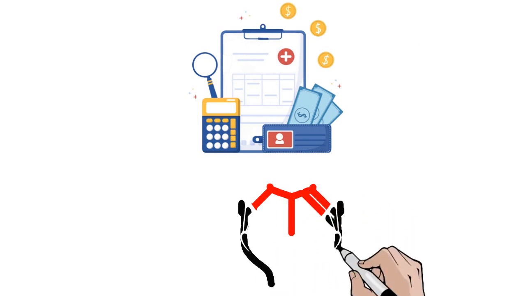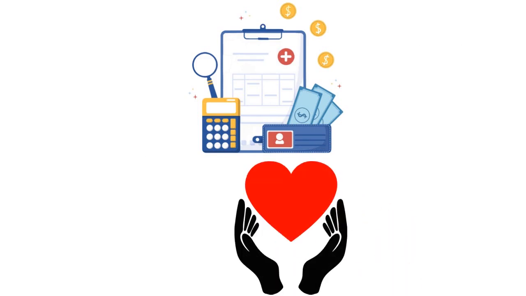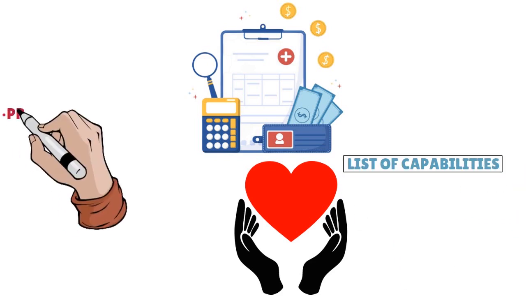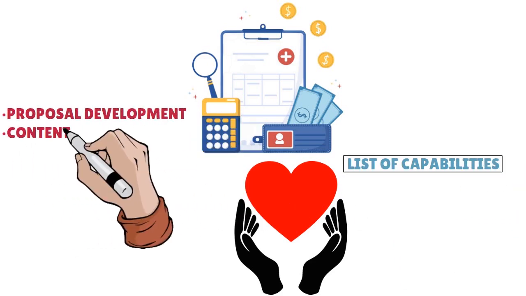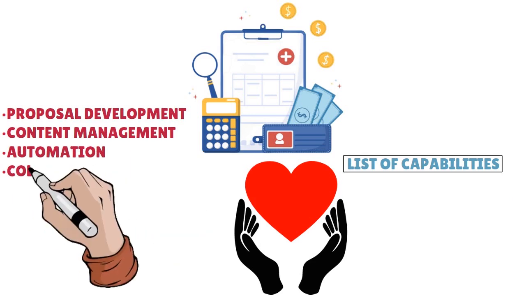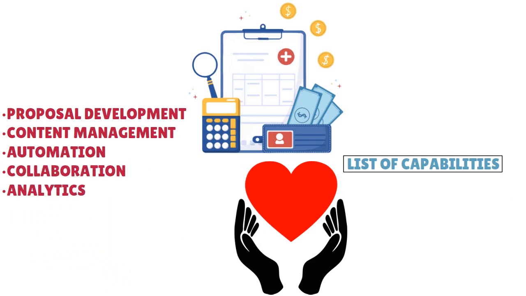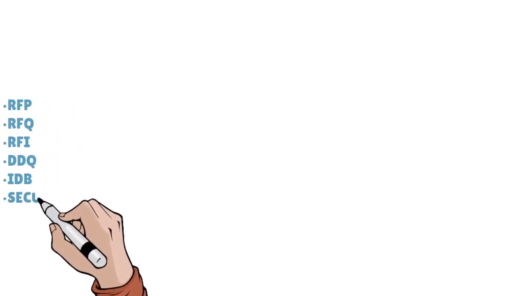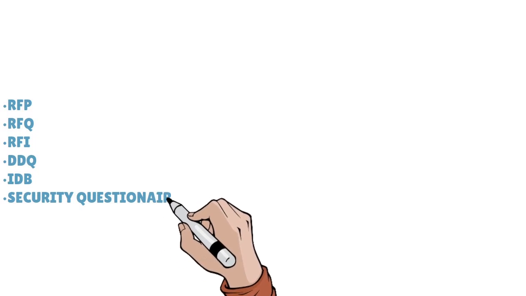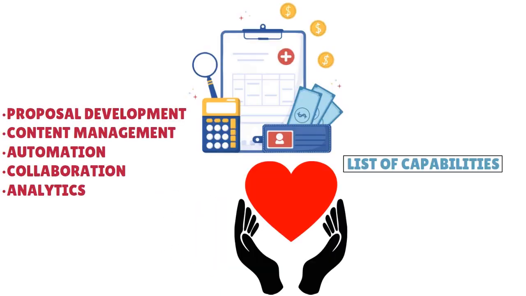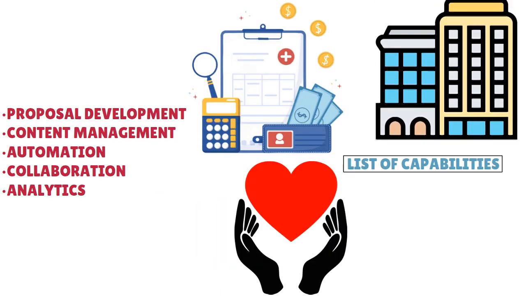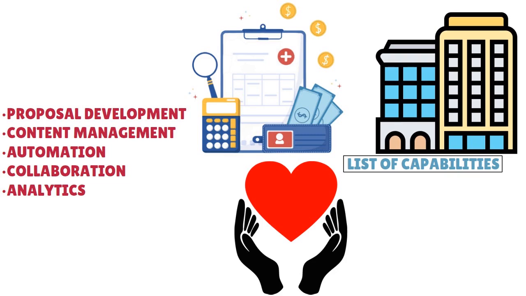What we love about Qvidian is that they're constantly increasing the software's list of capabilities. So you have capabilities in terms of proposal development, content management, automation, collaboration, and analytics. But again, I want to make sure that you understand it's not just RFPs, but also RFQs, RFIs, DGQs, IDBs, security questionnaires, and so on and so forth. And the company has been in existence since 2012.